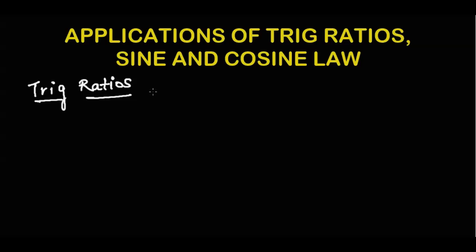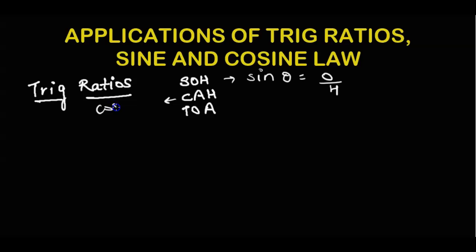We have altogether three primary trigonometric ratios that are commonly known as SOHCAHTOA. SOH means sine of an angle, usually represented as theta, is opposite over hypotenuse. CAH means cosine of an angle is adjacent over hypotenuse. TOA means tan of an angle is opposite over adjacent. These primary trigonometric ratios are used when we have right angle triangles.